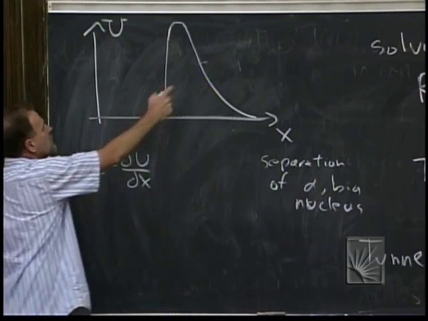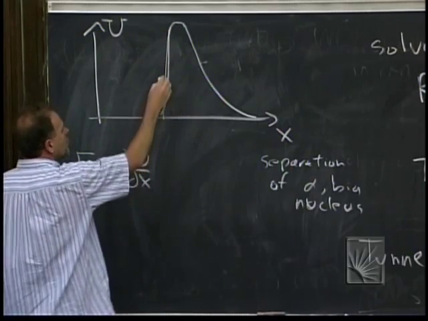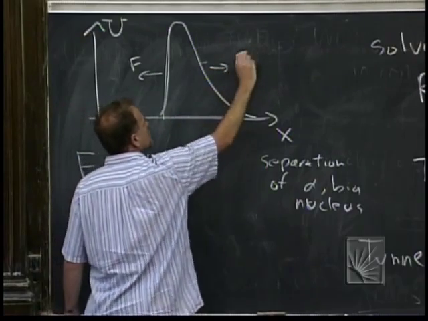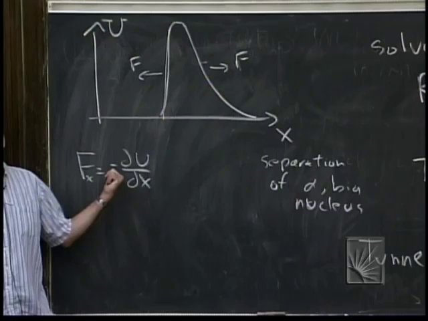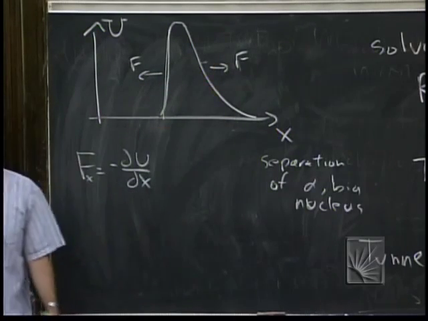So what's the force here? This can't actually be infinitely steep. It has to have some slope. This is a force that way, and this is a force that way. Because this is a positive slope, but there's a negative sign in the definition of force. And there's a negative slope, and there's a positive sign in the definition of force.